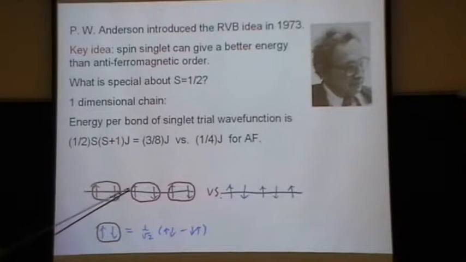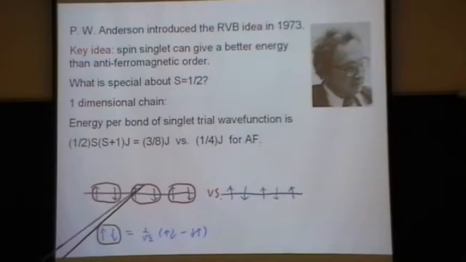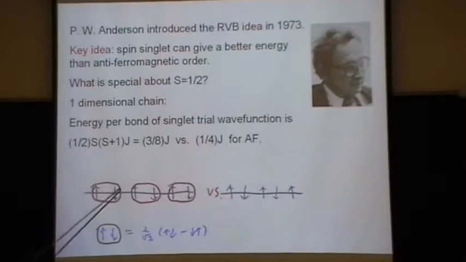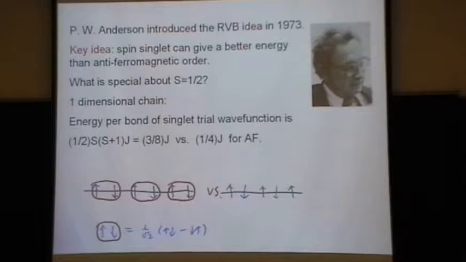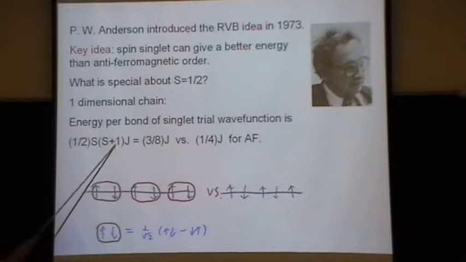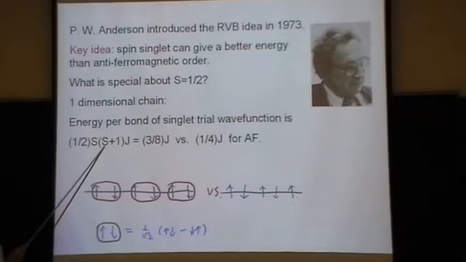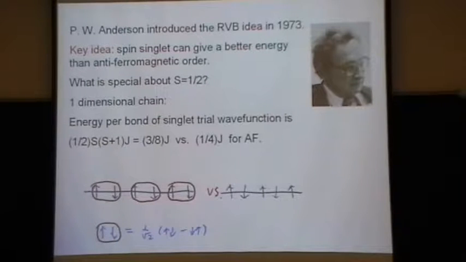You remember that the energy per singlet is S plus 1 times J. That's the energy gain. Now we have to be fair, we have to divide by 2 because you don't gain anything here. So per bond it is half of S plus 1. And again, the 1 is quantum mechanics. So this is why for a spin a half, this 1 is actually dominant. So that's the key.